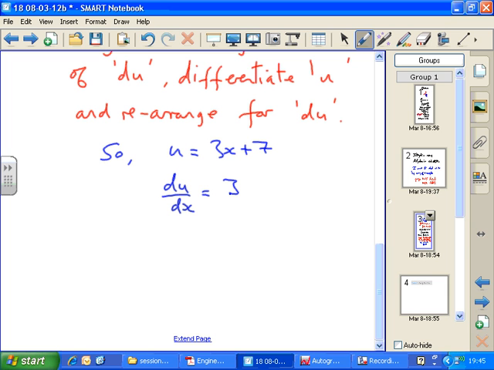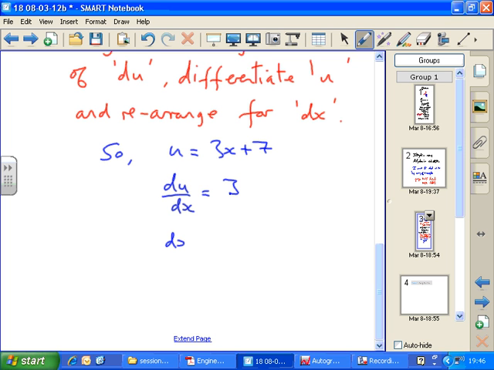So we write down what u is and differentiate it with respect to x, because x is a variable, 3x plus 7. So du by dx equals 3. And then rearrange for dx. Did I say du? Sorry, I meant dx here. Rearrange for dx because I want to substitute in. Because if I differentiate 3x, I'm just left with 3, aren't I? And constants disappear. So rearrange for dx.